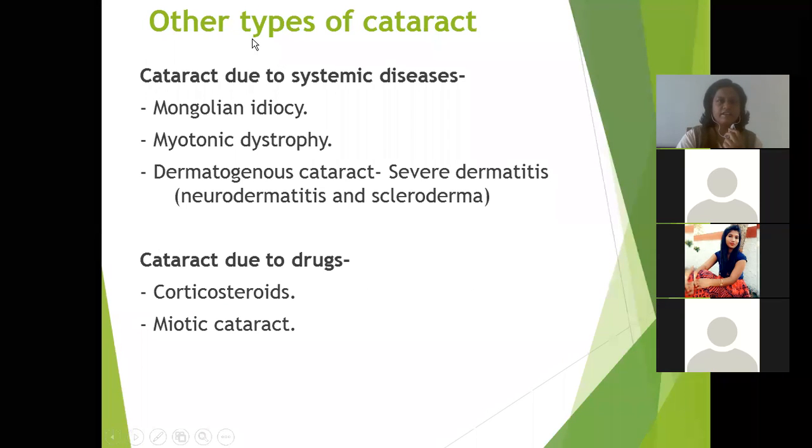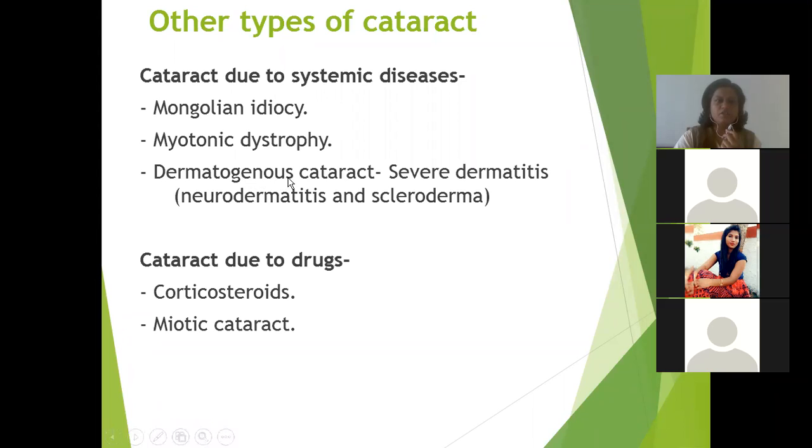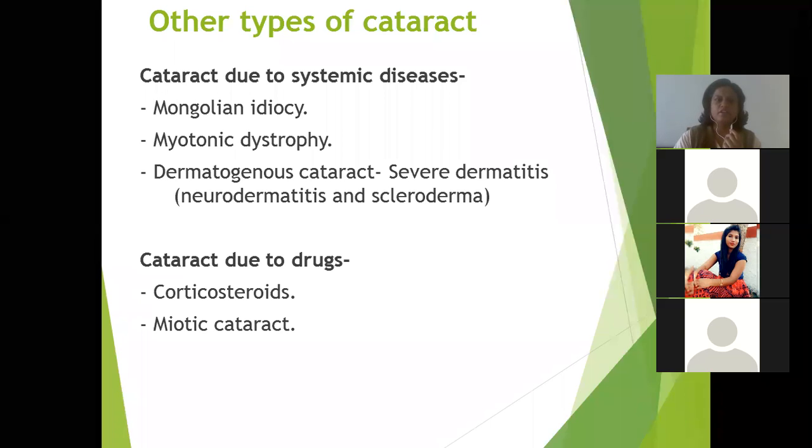Other types of cataract: cataract due to systemic diseases, such as Mongolian idiocy, myotonic dystrophy, and dermatogenous cataract, that is, severe dermatitis, neurodermatitis and scleroderma, and cataract due to drugs like corticosteroids, and myopic cataract.